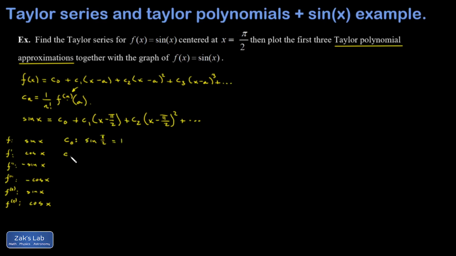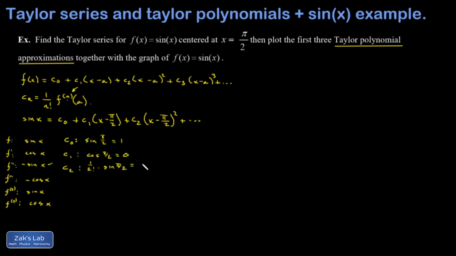Then I look for c1. I take 1 over 1 factorial, which is just 1. First derivative of my function evaluated at pi over 2, that's cosine pi over 2. That's 0. Then I look at c2. There's my second derivative. And I'm going to take 1 over 2 factorial. Second derivative evaluated at pi over 2.